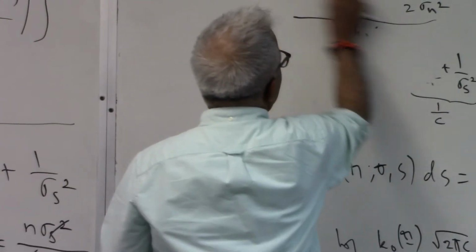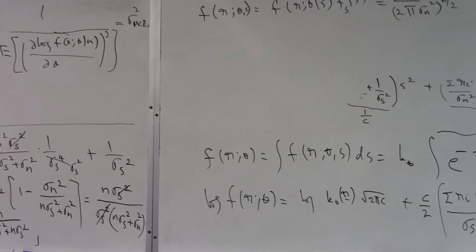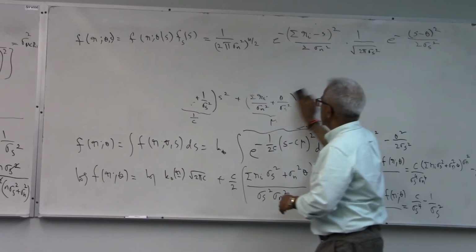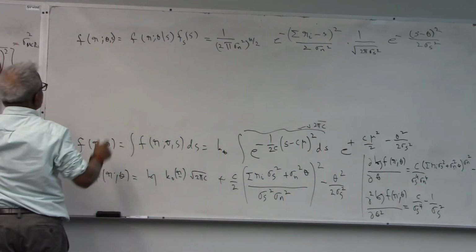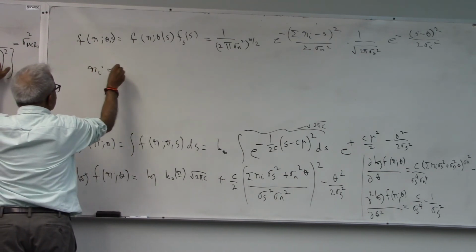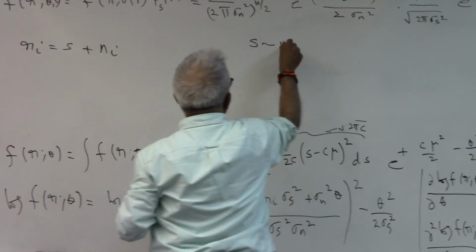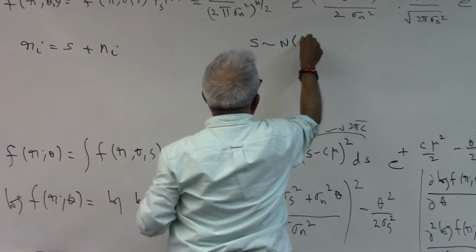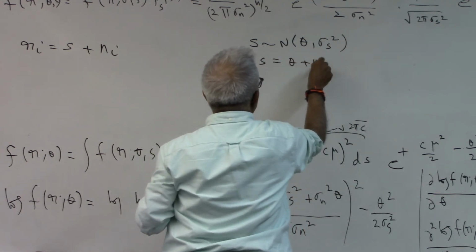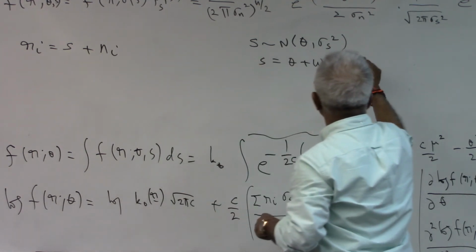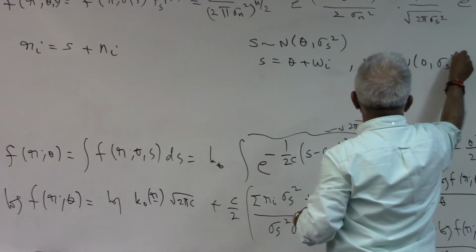So suppose, even in this problem it took this much. But suppose now you say, let me condition it on something. Let me do it this way. Remember, Ri is S plus Ni. S is normal with mean theta and variance sigma s squared. So you can write S certainly like this, where Wi is normal with mean 0 and variance sigma s squared, right?